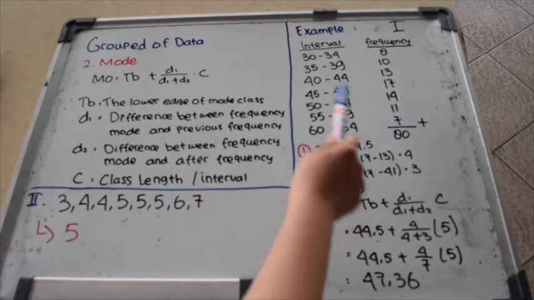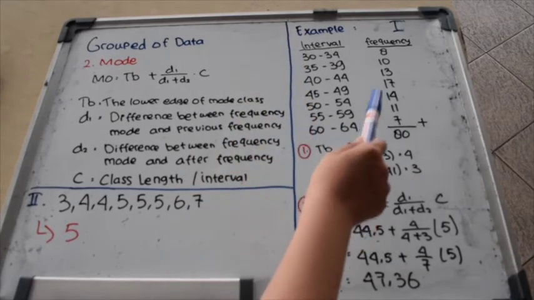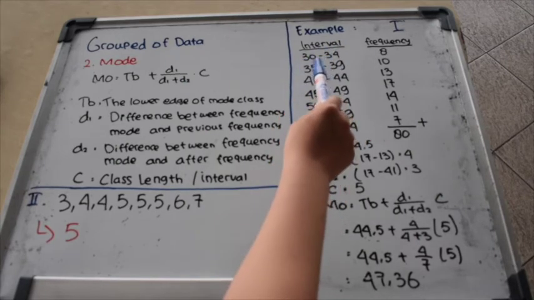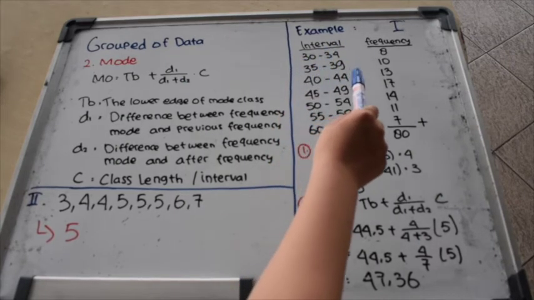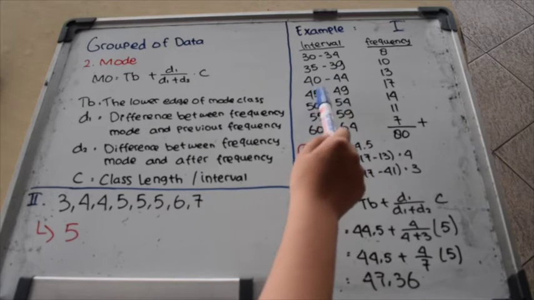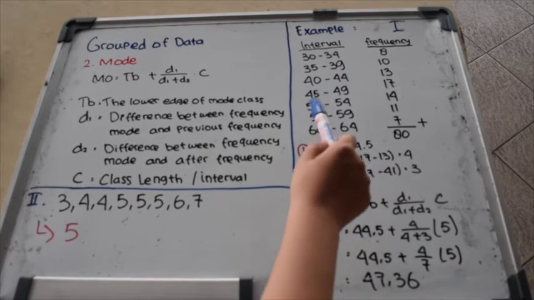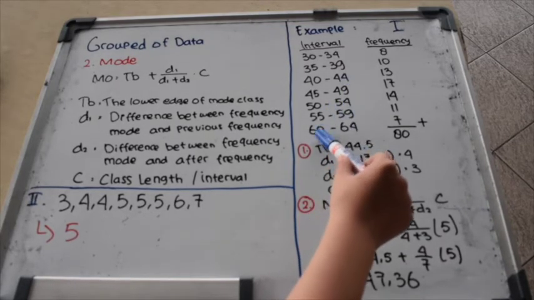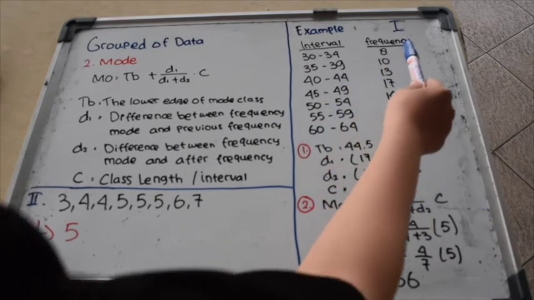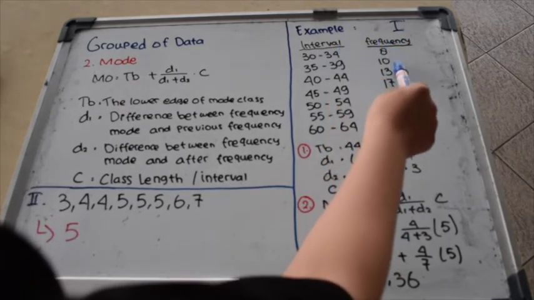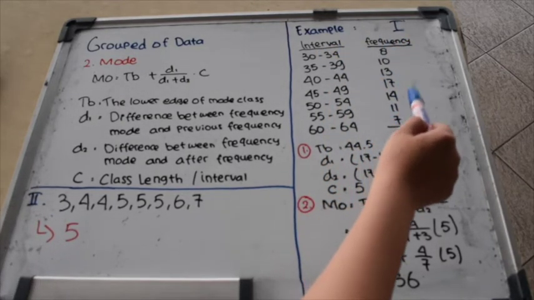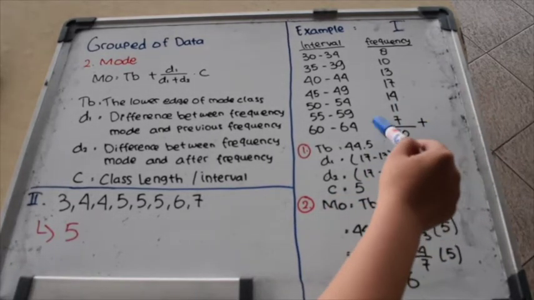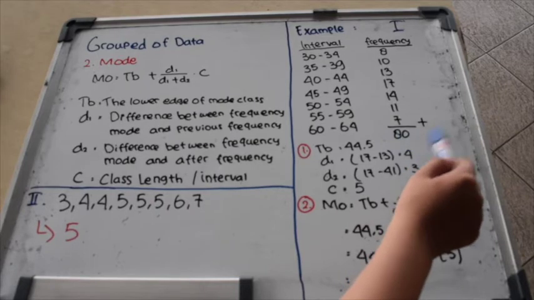First, these are the intervals and these are the frequencies. The intervals are 30 until 34, 35 until 39, 40 until 44, 45 until 49, 50 until 54, 55 until 59, 60 until 64. The frequencies are 8, 10, 13, 17, 14, 11, and 17. All of the frequencies we should add up, and we get the result 80.